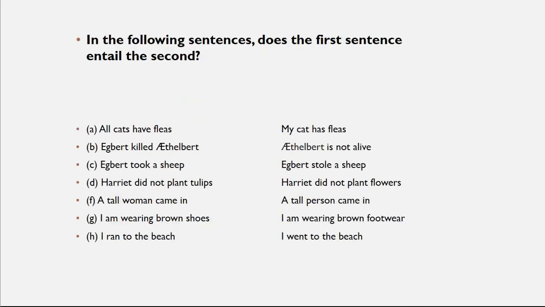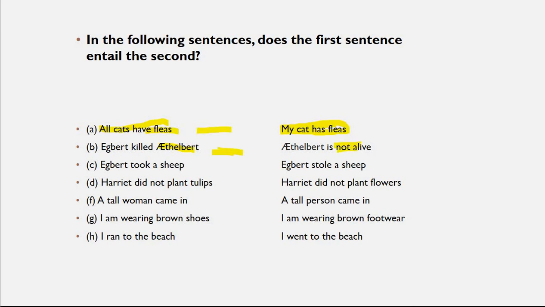In the following sentences, does the first sentence entail the second? Let's answer them together. All cats have fleas, my cat has fleas. If all cats have fleas, then this sentence is also true and required. So this is a correct entailment. Albert killed Ethelbert. Ethelbert is not alive. Yes, this is true. If he was killed, he is not alive anymore. So this is a correct entailment.